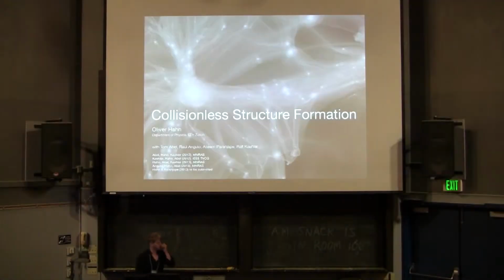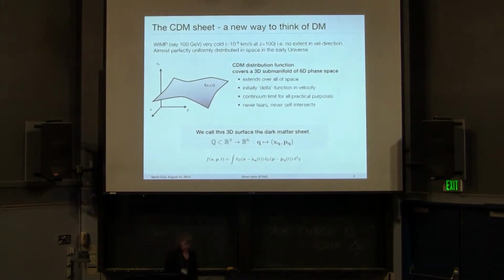So I will just focus on a small aspect of structure formation, using basically what Tom has been introducing, for simulations of structure formation in warm dark matter cosmologies. Just to have one introductory slide. What Tom was just introducing is the dark matter sheet.